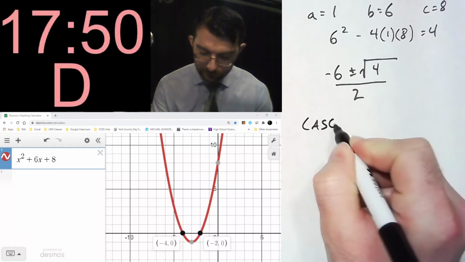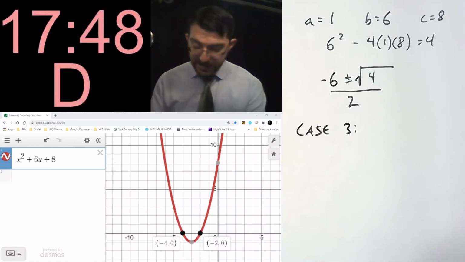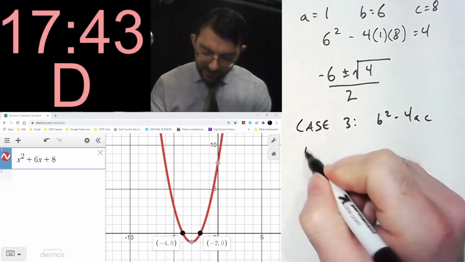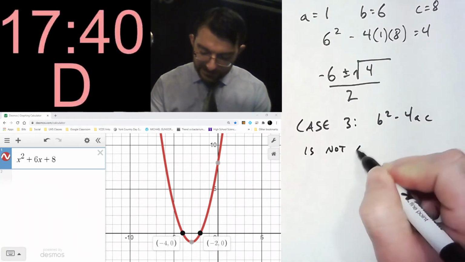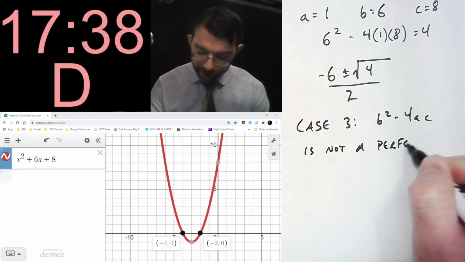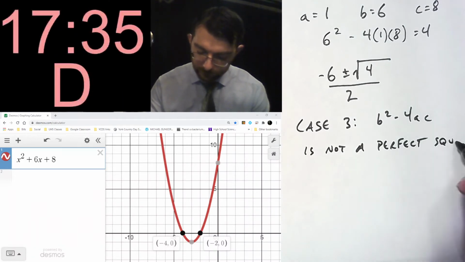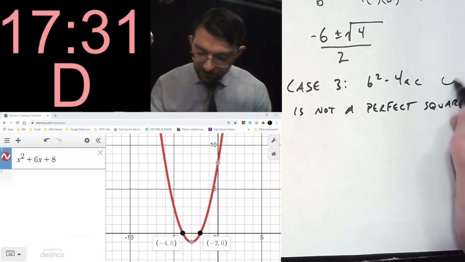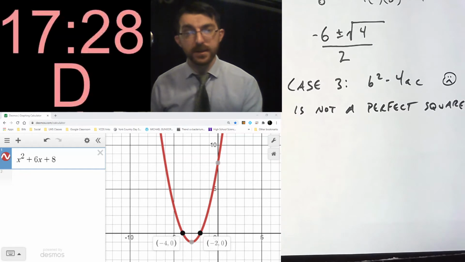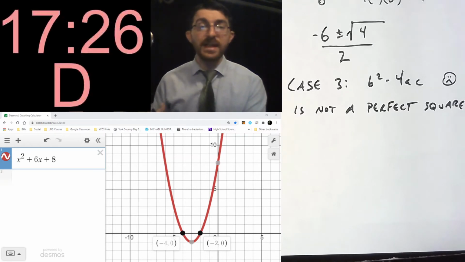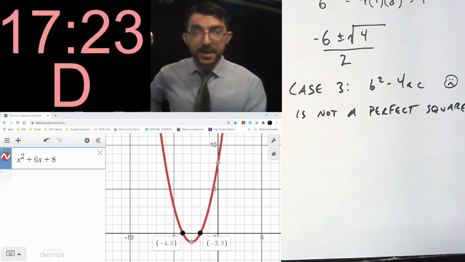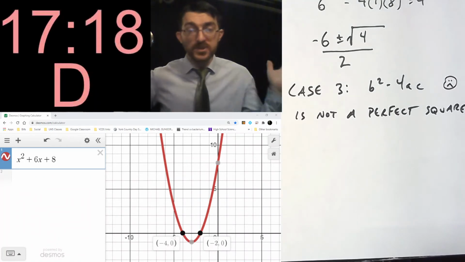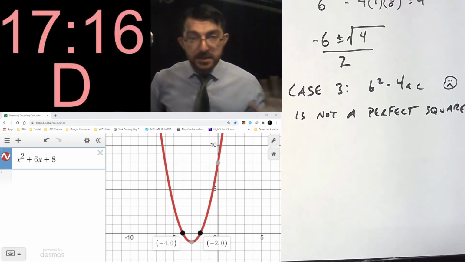So for case 3, b squared minus 4ac is not a perfect square. And this is the beginning of many sorrows, because this is when you have to have an irrational answer. But never fear, you know how to handle this now. We just did a couple sections on this, so no need to fear.